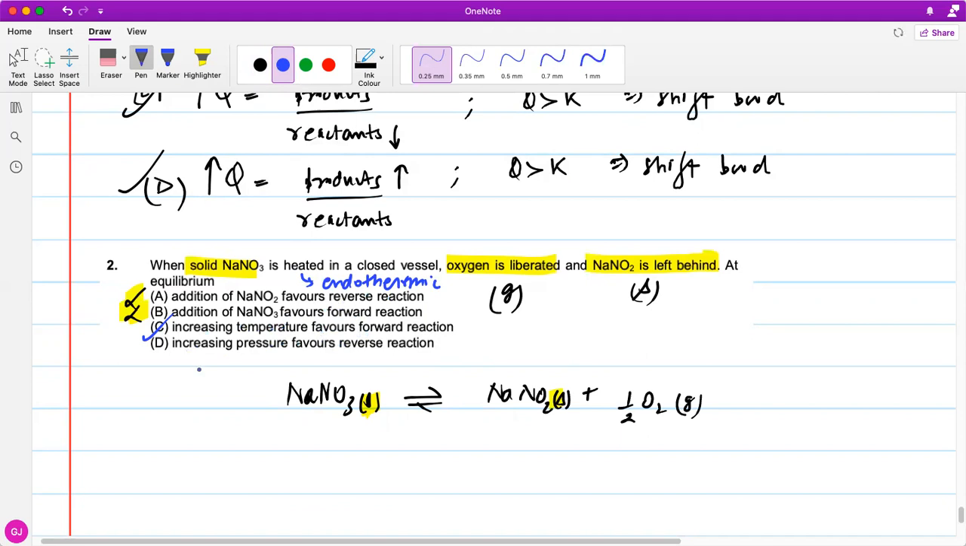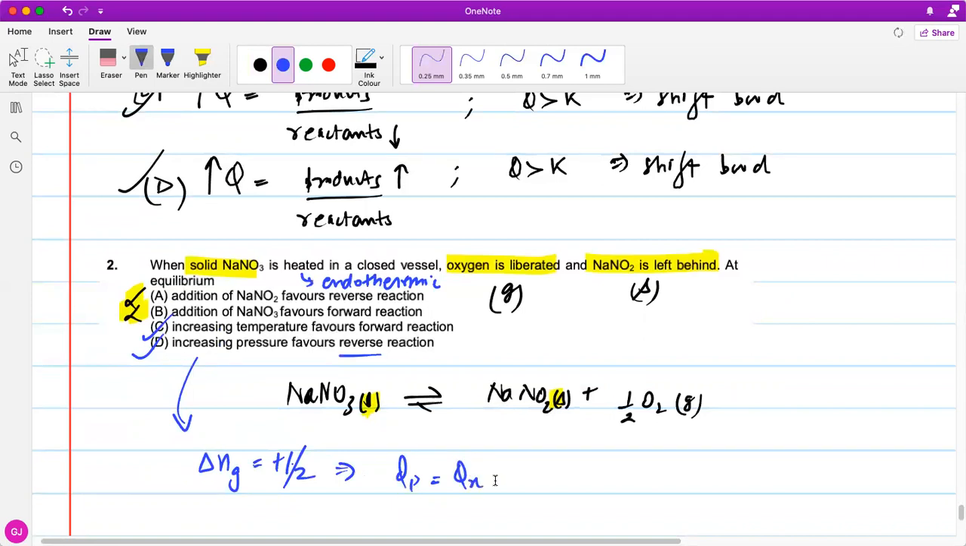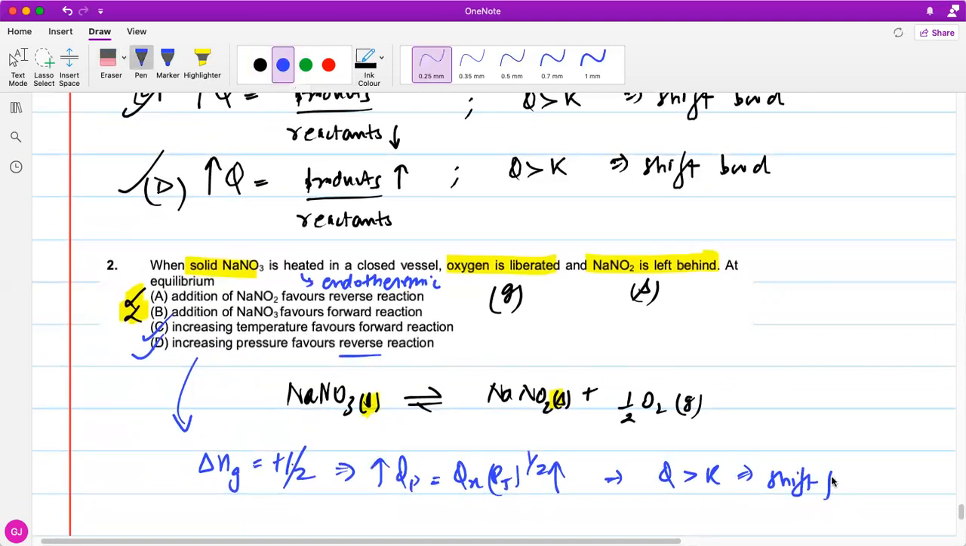Okay, what about the D option? For D option, we judge based on delta G. Delta G here is plus half, right? It is positive. Increasing pressure will shift the reaction towards lesser gaseous moles, that is in the backward direction, right? Or you could do it numerically also. Delta Ng is positive, so you will get that P is in the numerator. If you are increasing pressure, that means you are increasing Q, which implies Q becomes more than K, so the shift will happen in the backward direction.